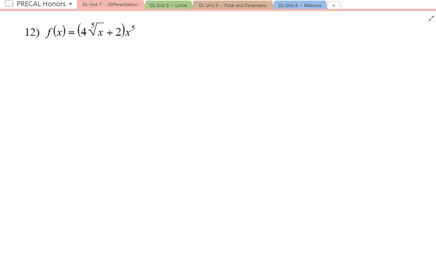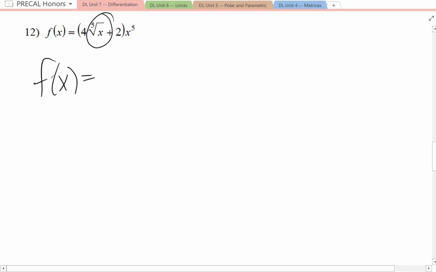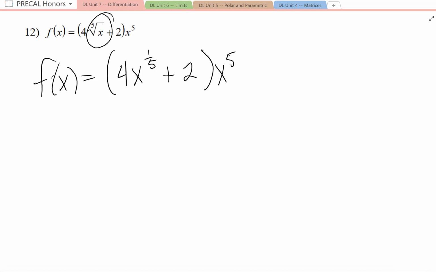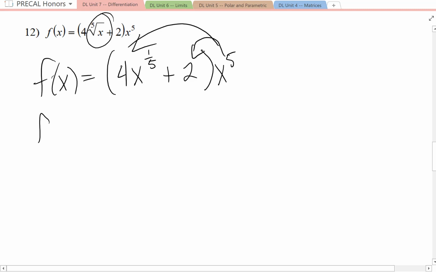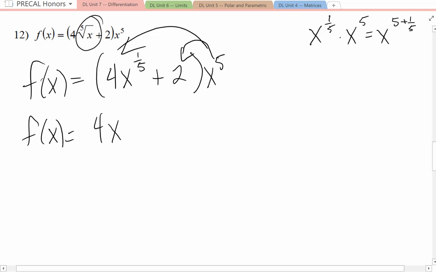For number 12, I decided to rewrite the 5th root of x as x to the 1/5 so that I could distribute and hopefully use the power rule instead of needing to use the product rule. So f of x is equal to 4x to the, okay, if you have same base, then you add the exponents. What's 1/5 plus 5? That would be 25/5 plus 1/5. So 26/5 plus 2x to the 5th.